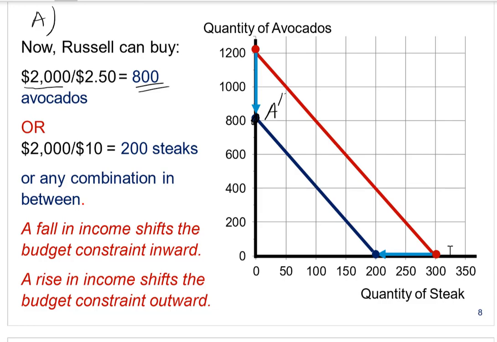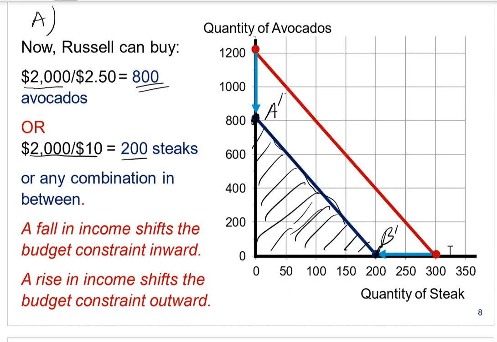And what if Russell spends all the money buying steaks? Then he ends up on the other extreme, so he gets 200 steaks only. He doesn't get any avocados. That's point B prime. Now this would be our new budget constraint. Remember, the area now is what we call the feasible set. Basically, it contains all the feasible choices, but the optimal choices usually lie along what we call the budget constraint.